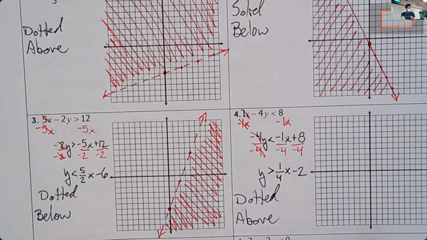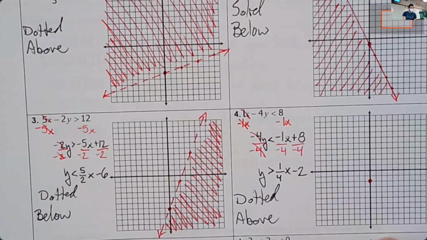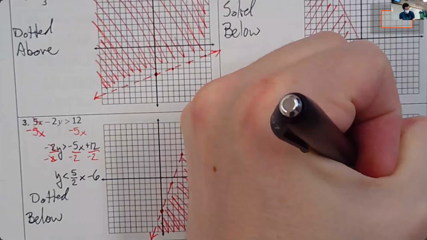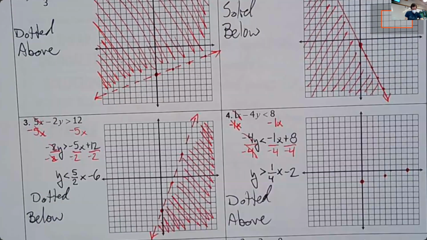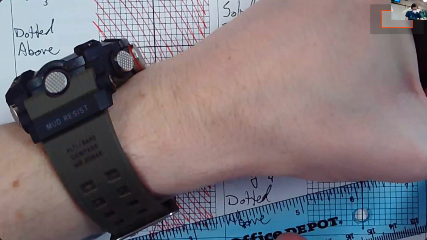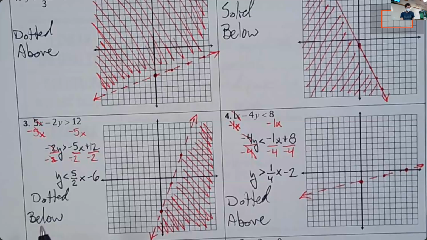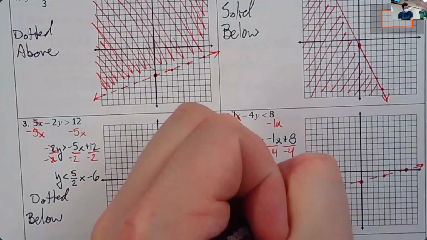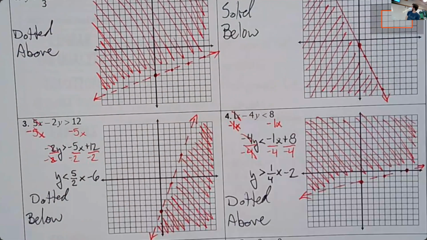So graphing this line, we start at the y-intercept, -2, right here. And then we have a slope of 1/4. So that's up 1 over 4, up 1 over 4. We've got another dotted line here. And this time we are shading above that line. There's our answer for number 4. So all the points that are above that line are answers here.